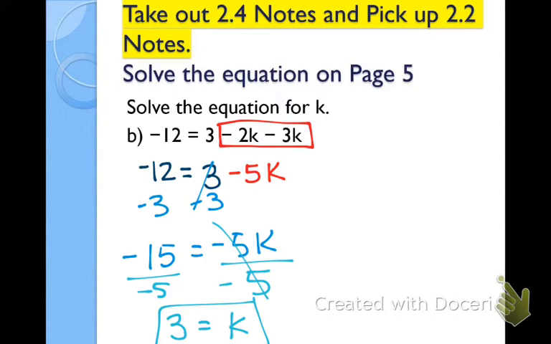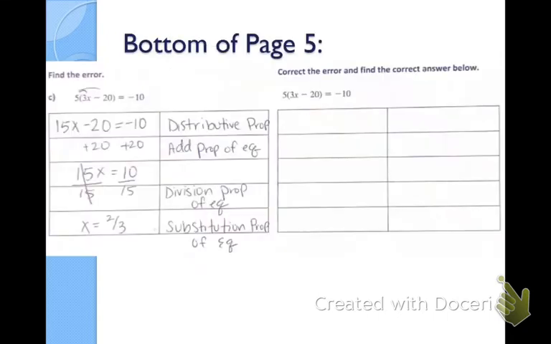The next two are asking for you to correct the error. On these types of problems, I would solve it myself and then figure out what they did wrong. So what is the first step we want to do to solve for x? Distribute. So 5 times 3x is 15x. 5 times negative 20, negative 100. So we're going to justify, we're going to say that this was which property? Distributive.